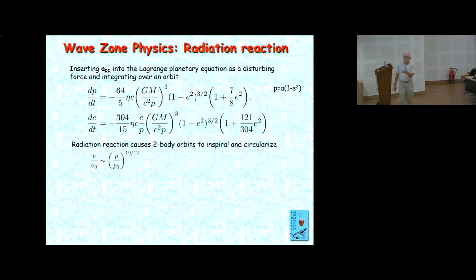And the answer for that is that E over its initial value is of order P over its initial value to the power 19/12. Okay? 19/12 is just related to the ratio of these factors. But that says that as P shrinks, as the orbit shrinks, E tends to 0 faster than the orbit shrinks, by a factor of a power of about 3/2. So P is going to 0, the orbit is shrinking to 0, at least for point masses. Ultimately, you'll get a finite black hole, but it's getting smaller and smaller, but E is getting smaller faster.